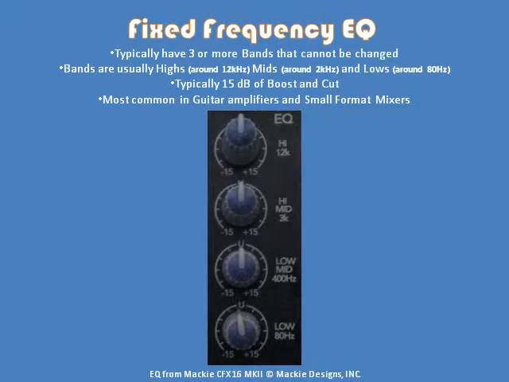Next, we have fixed frequency EQs. These typically have 3 or more bands that cannot be changed. The bands are usually highs, mids, and lows. This one has actually 2 mids, a high mid and a low mid. Now these typically have about 15 decibels of boost and cut that you can use. These are most common in guitar amplifiers and small format mixers.